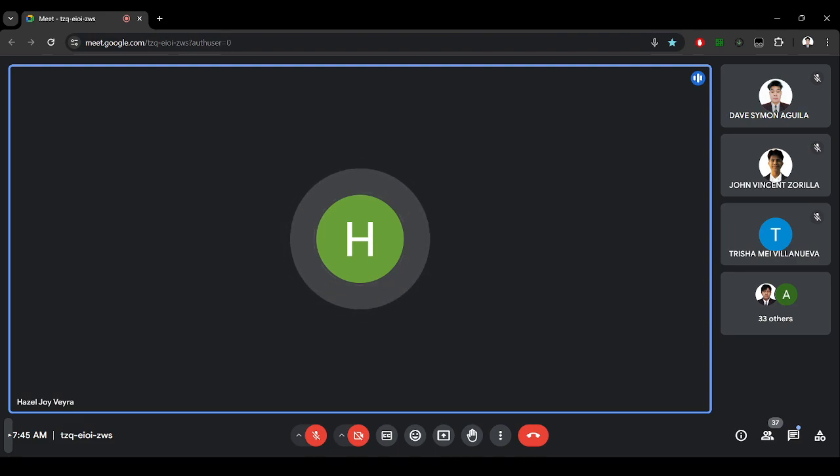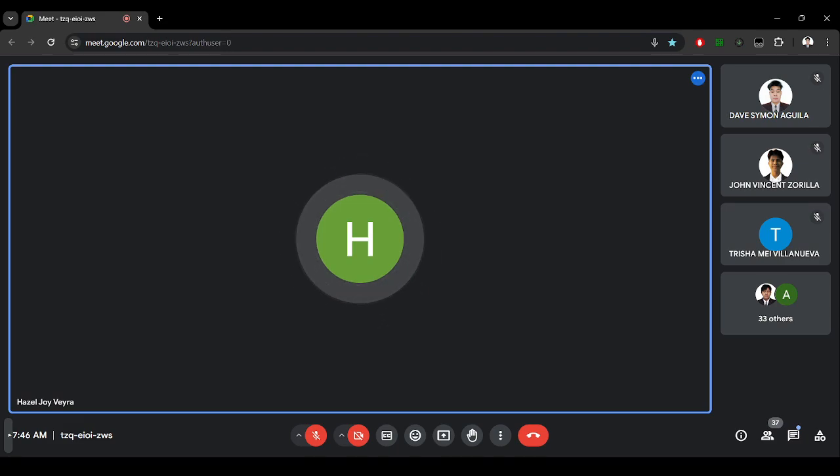Okay, so last week we were able to discuss Carnot cycle. We were able to derive the different equations to solve for the heat added, the heat rejected, and lastly the efficiency of a Carnot cycle. So for today, we are going to solve three problems related to Carnot cycle. Okay, so let me just share my screen.